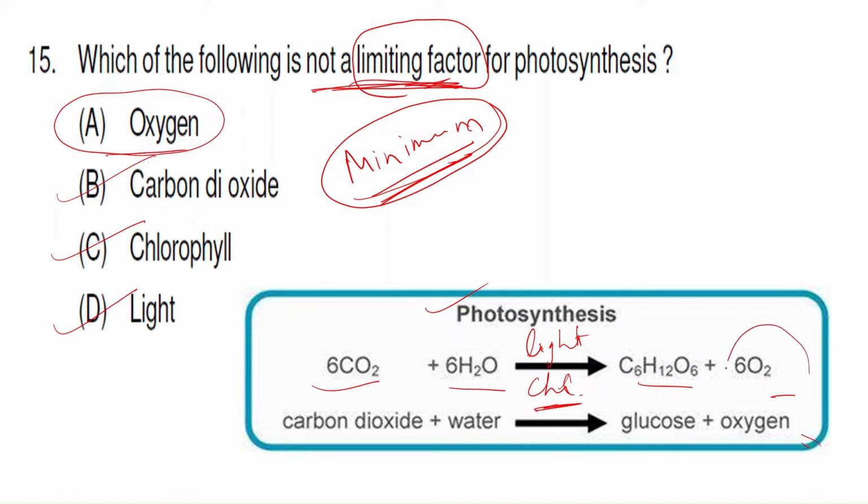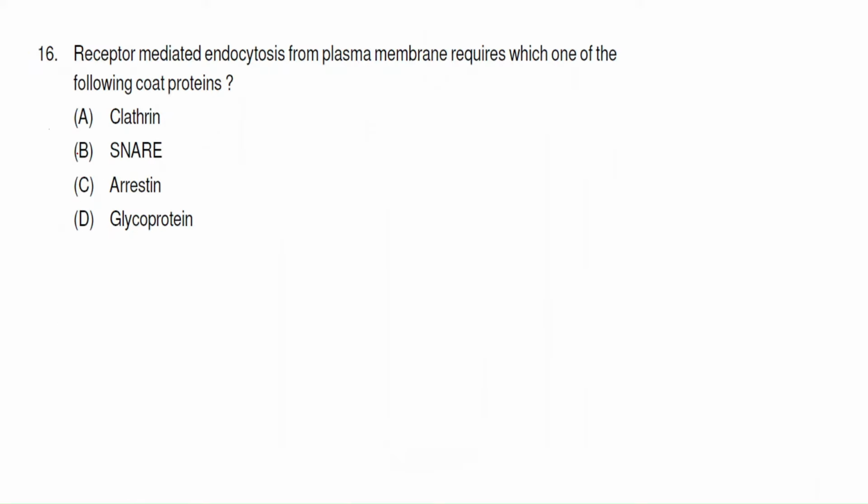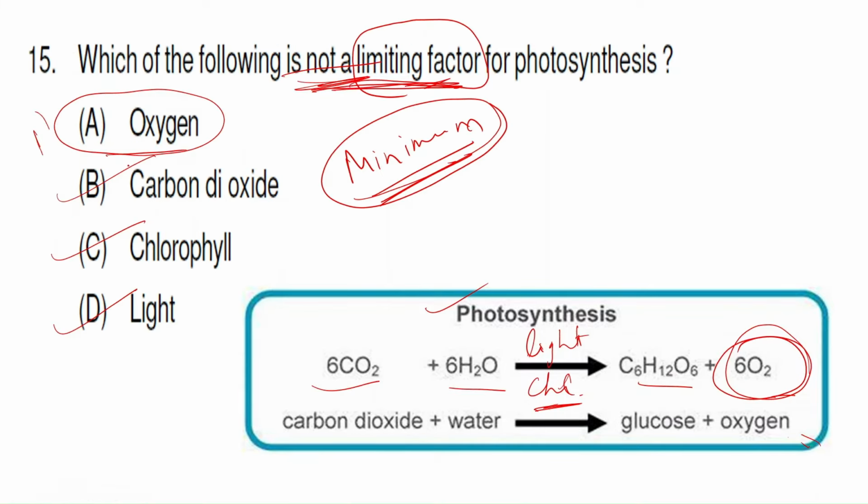Oxygen is the product over here, so it is not a limiting factor. Which of the following is not a limiting factor? The answer will be option number 1, that is oxygen. Okay, this is the answer.